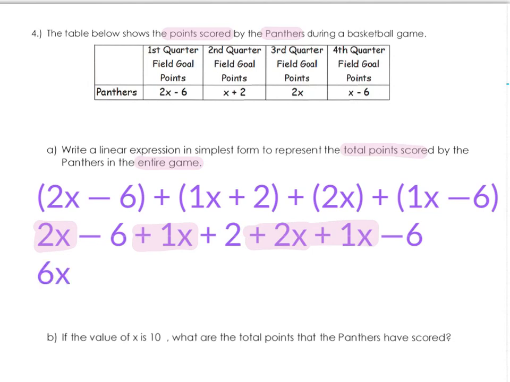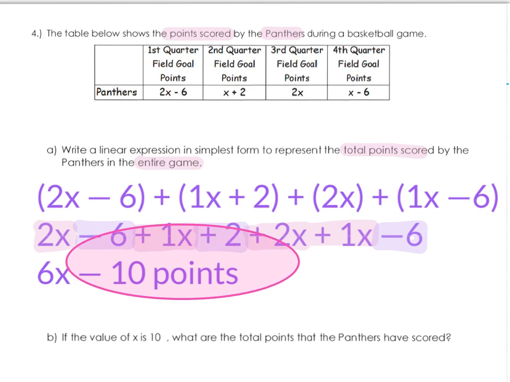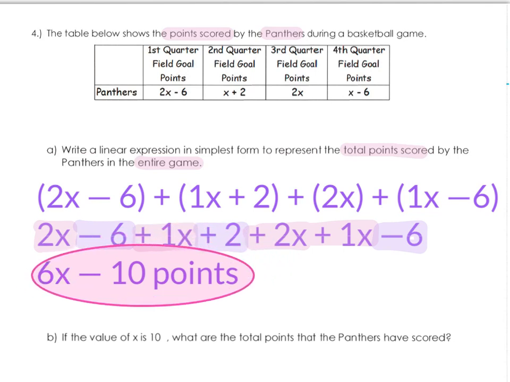Then I'm going to look for my constants. So now I see a minus 6, and I see a plus 2, and a minus 6. When I put those in my calculator, I end up with minus 10. And I added the word points because this was a real life situation that we were talking about. Then they told me I was talking about points. So 6x minus 10 points. Okay, let's move down a little bit.